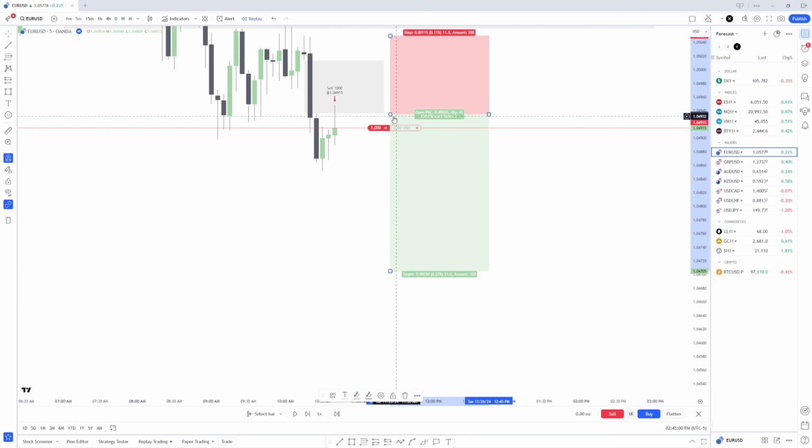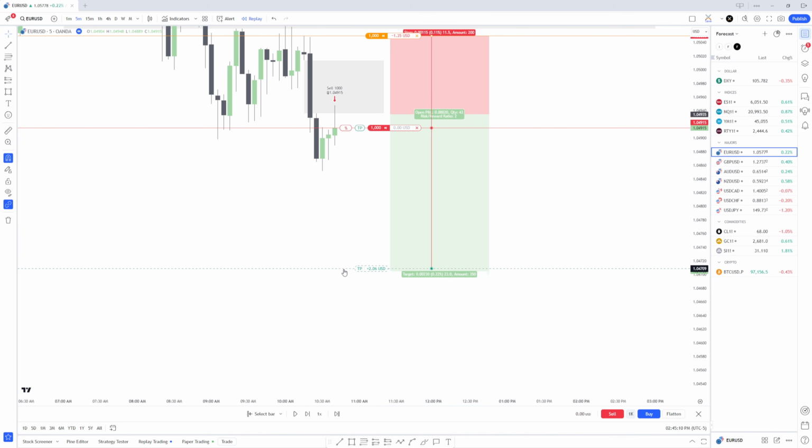Price trades higher. We'll just sell here. Assume that we got filled with the limit order right here. Stop loss above these highs, and we'll target 2R right here, right? Again, just assume that we got filled right on the limit retest because that's where we should be getting filled. I just can't set a limit order right now.